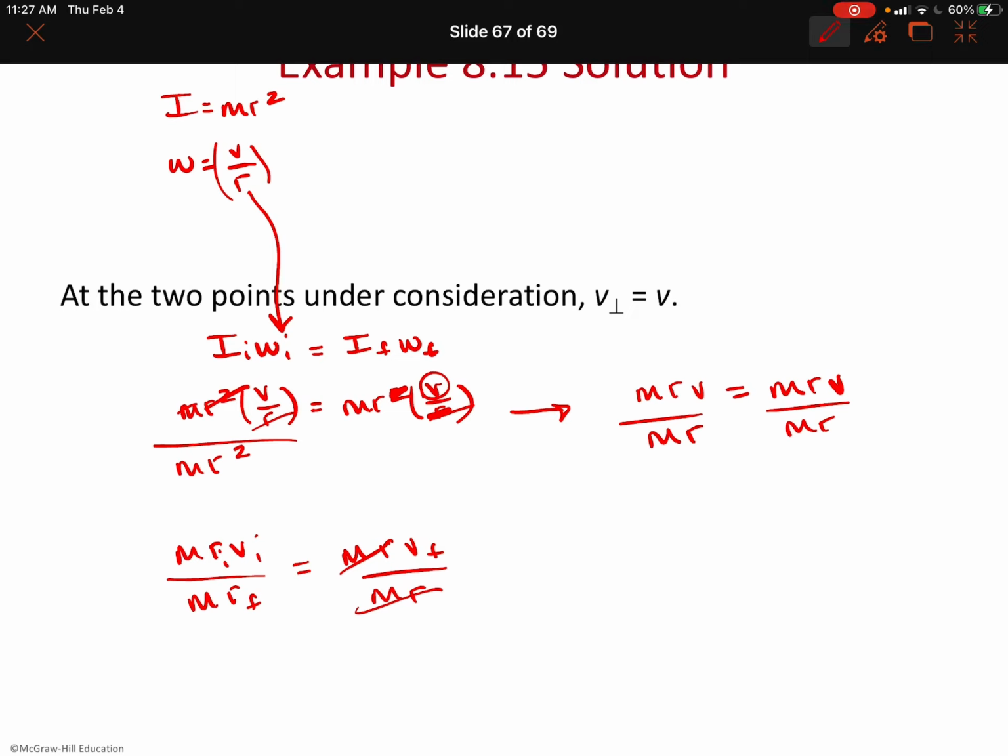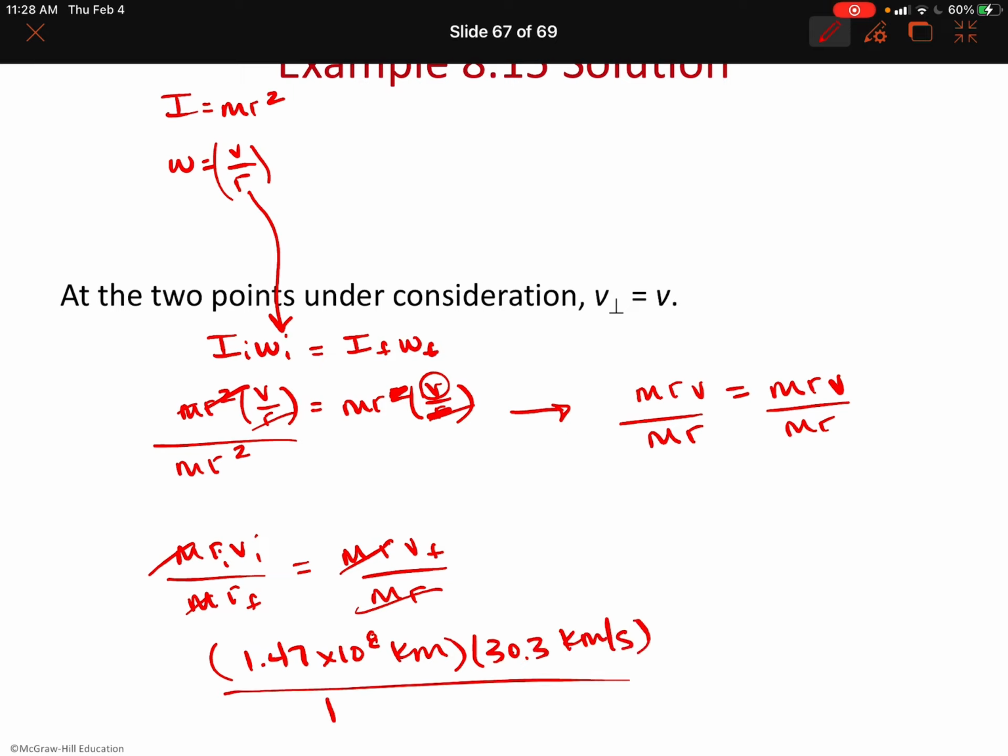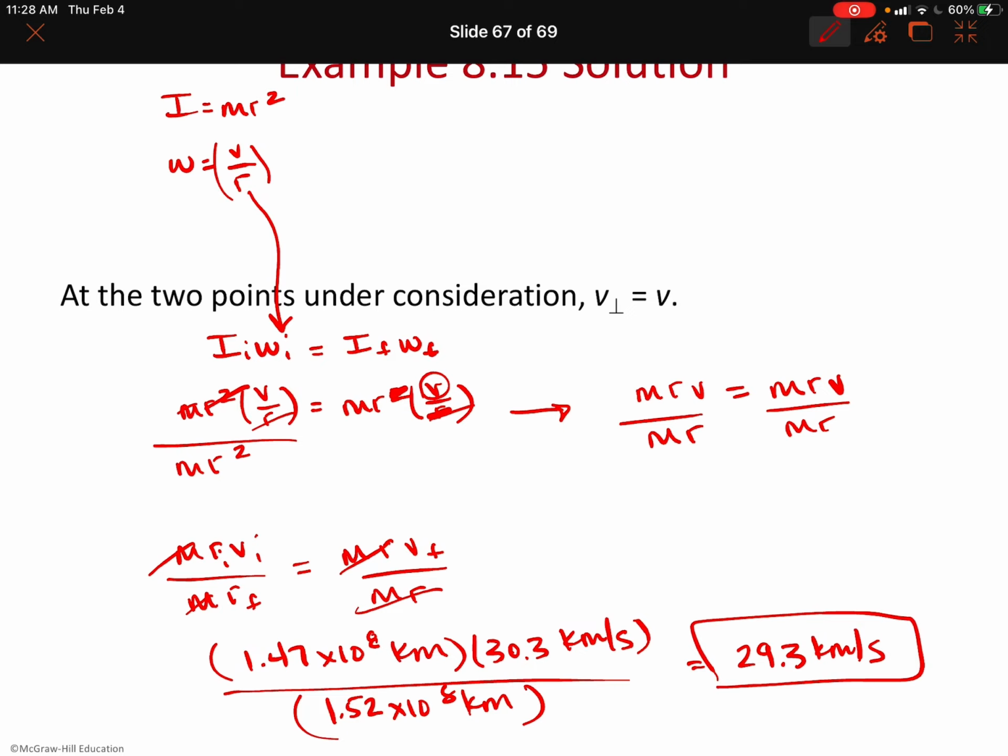So then you've got your masses cancel because they are the same. It's Earth. So you've got 1.47 times 10 to the 8th kilometers times the velocity, which is 30.3 kilometers per second, divided by 1.52 times 10 to the 8th kilometers, which equals 29.3 kilometers per second. All right, that's your final velocity there.